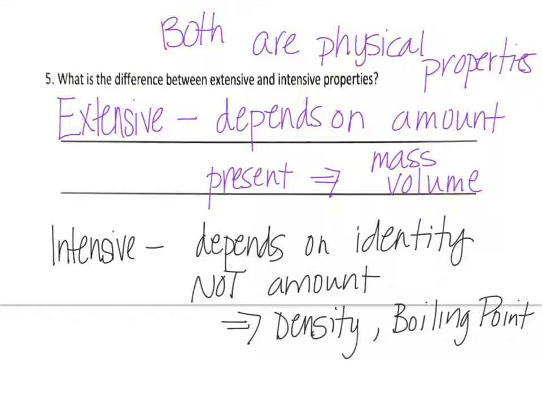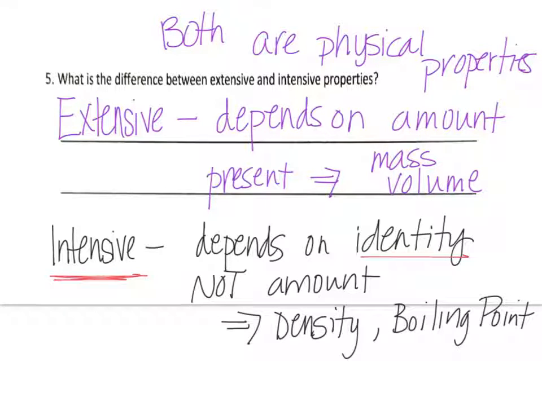So question 5 is what is the difference between extensive and intensive properties? And remember that they are both physical properties. So extensive depends on the amount of material or the amount of substance present. So that's things like mass and volume. And then intensive depends on, of course, the identity, not the amount. So that's things like density and boiling point. And we talked about that in class.